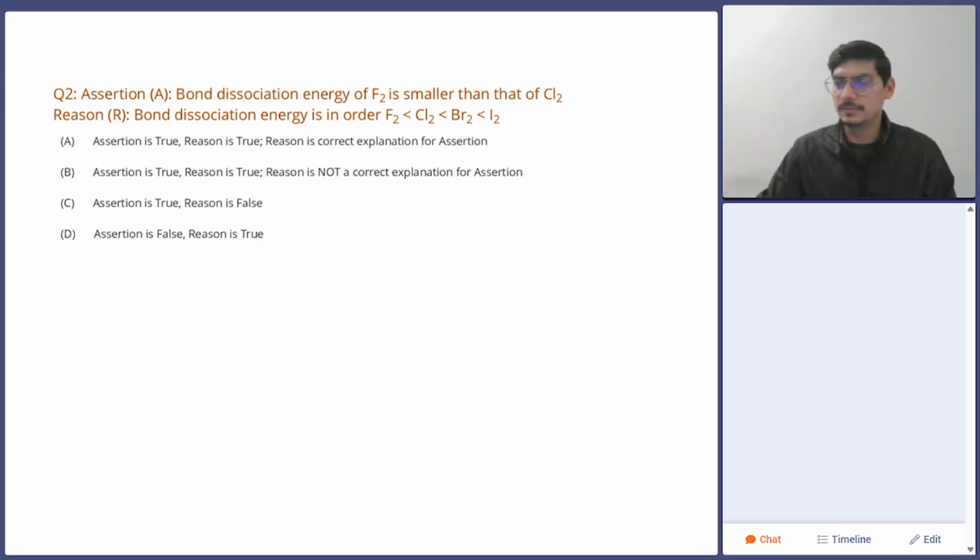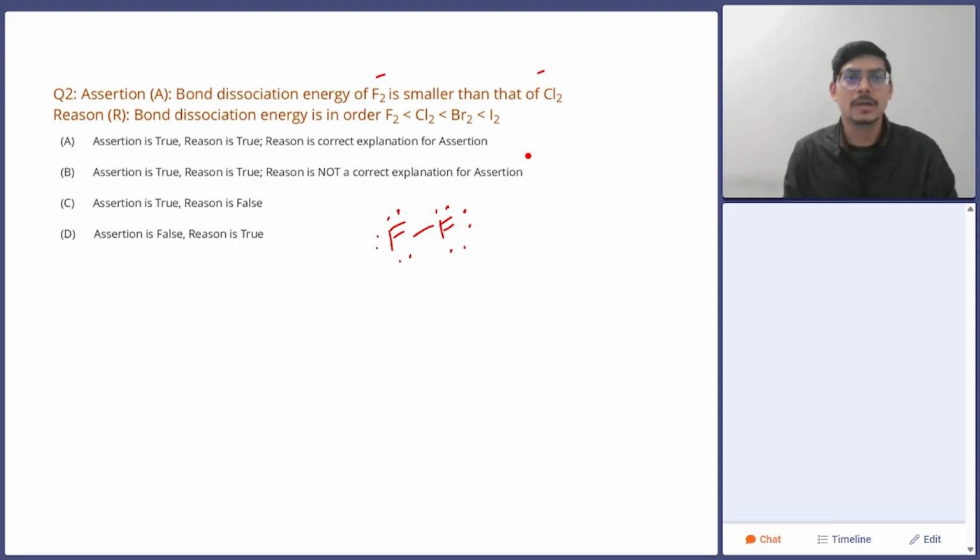Coming to the next question, the bond dissociation energy of fluorine is smaller than that of chlorine. Yes, because of the greater electron-electron repulsions, lone pair-lone pair repulsions in the case of the fluorine molecule, which in turn is because of the smaller atomic radius of fluorine. Whereas in the case of chlorine, the atomic radius is much larger. That leads to lesser lone pair-lone pair repulsions, right? So the bond dissociation energy of fluorine is smaller than that of chlorine.